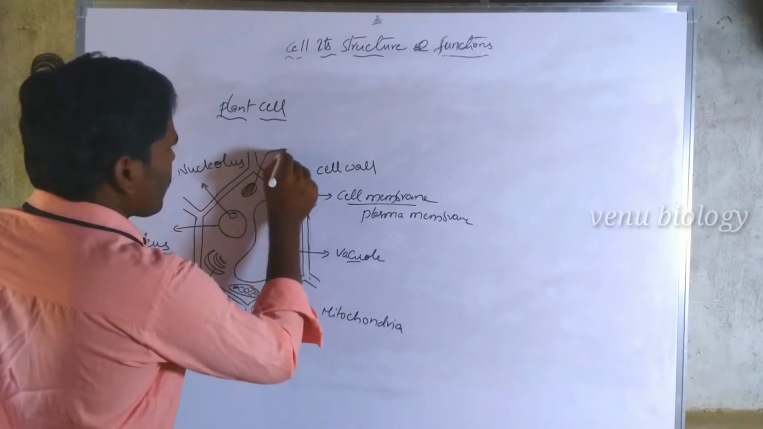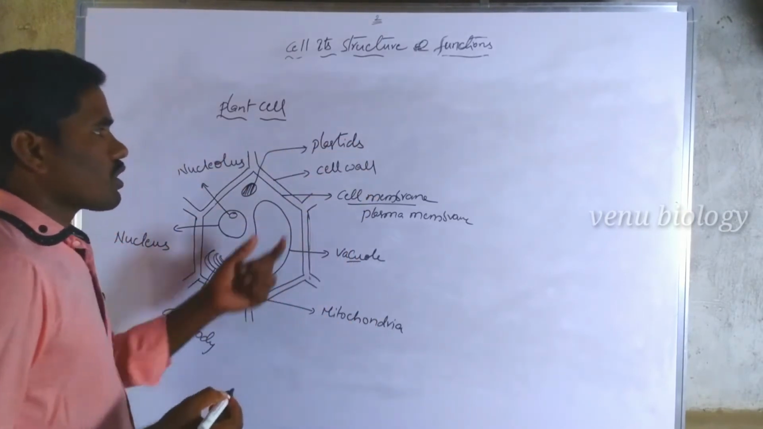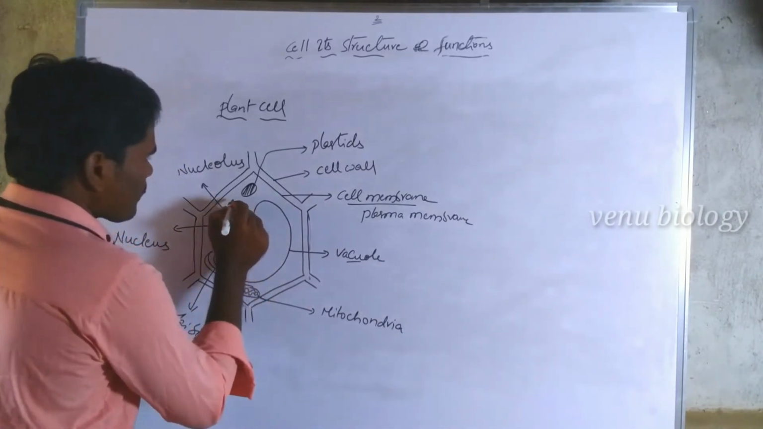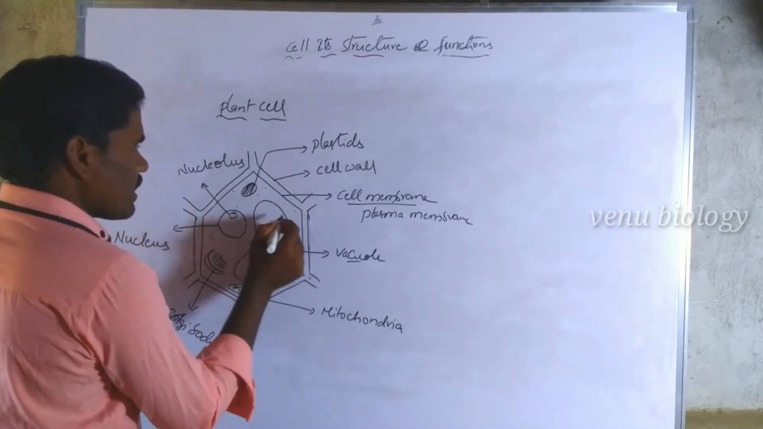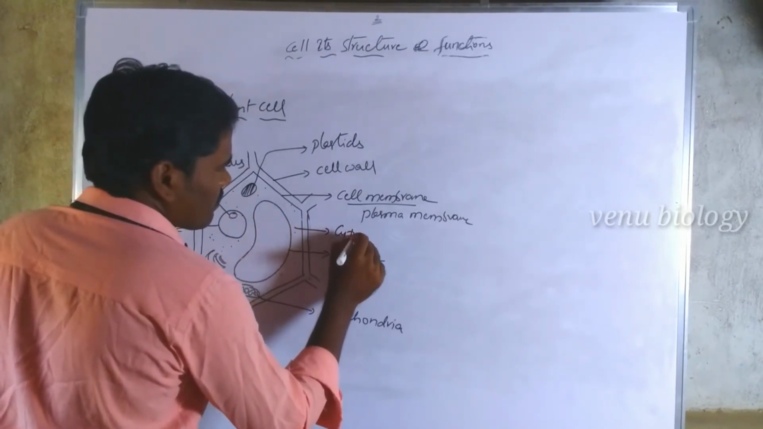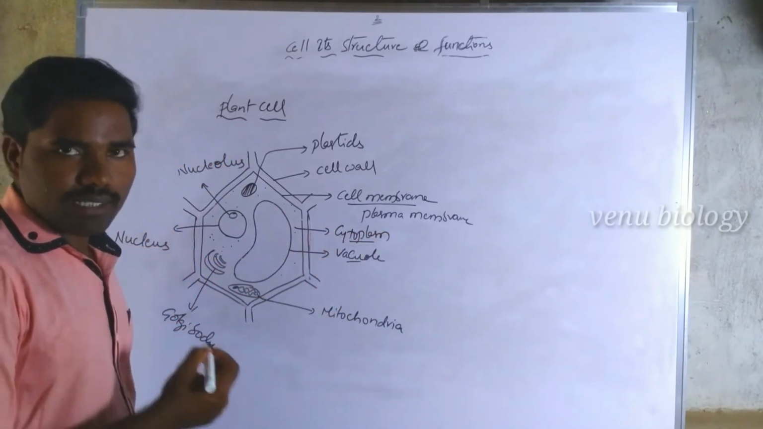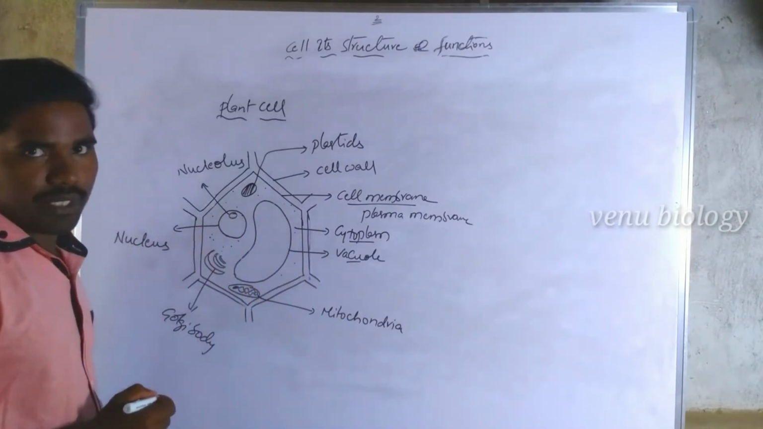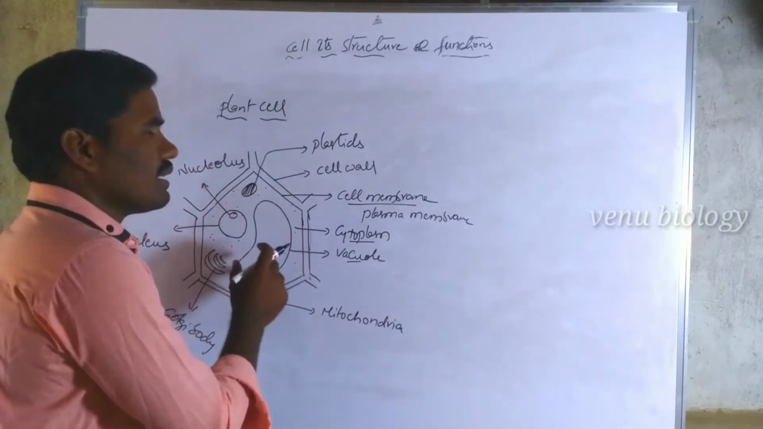Here we draw the chloroplasts or plastids. Plastids are mostly seen in plant cells only. There is a fluid-like, jelly-like substance found between the cell membrane and the nuclear membrane, known as cytoplasm. Okay, this is about the plant cell. Here we represent all the cell organelles.